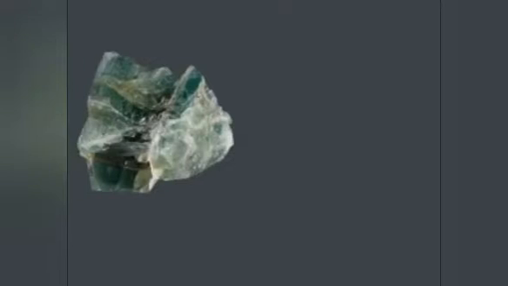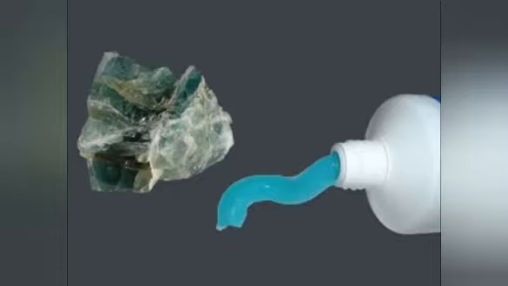Here's another mineral. This is called fluorite, most famous for its inclusion in toothpaste. Yes, when you see the name fluoride on a toothpaste, that means it's made out of the mineral fluorite. But what else are minerals used for?